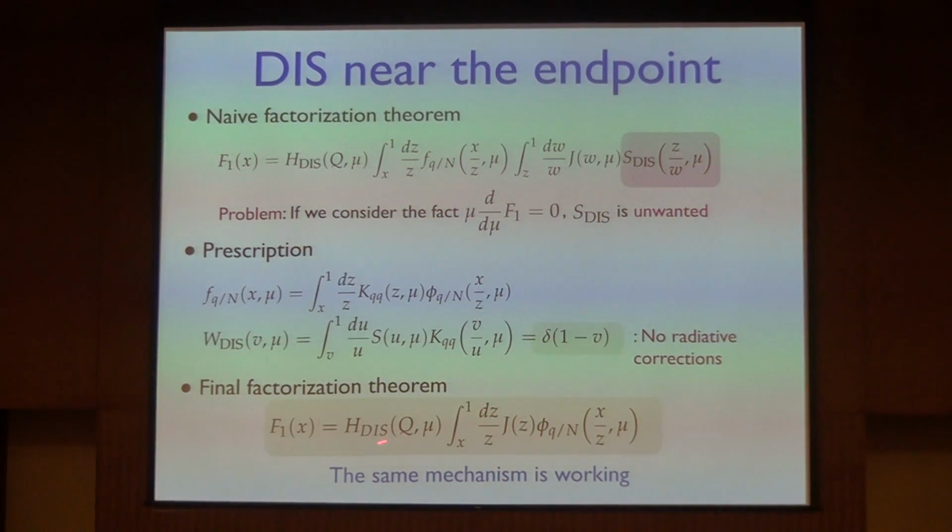And then we can rewrite the factorization for the cross section in DIS like that. This satisfies this condition.